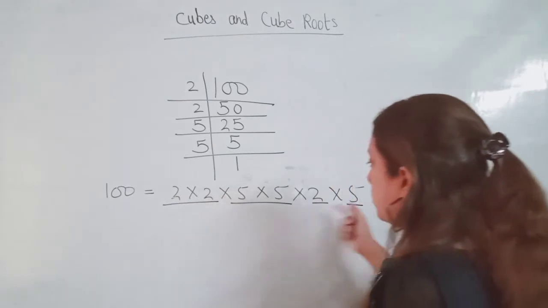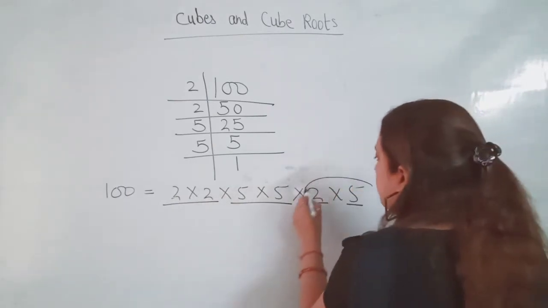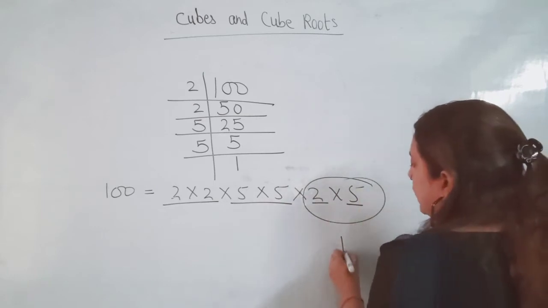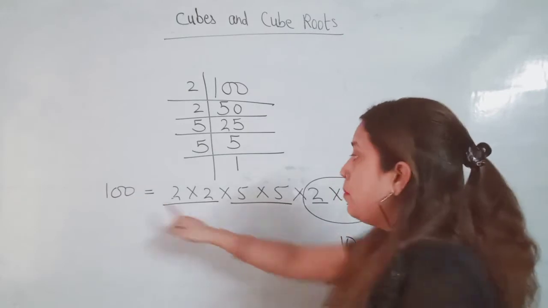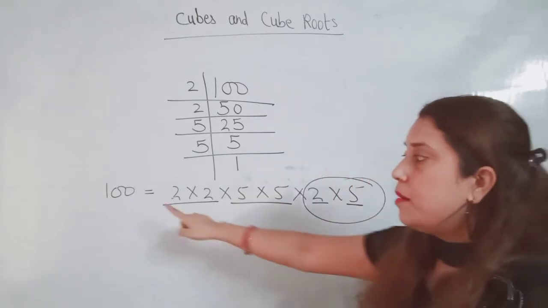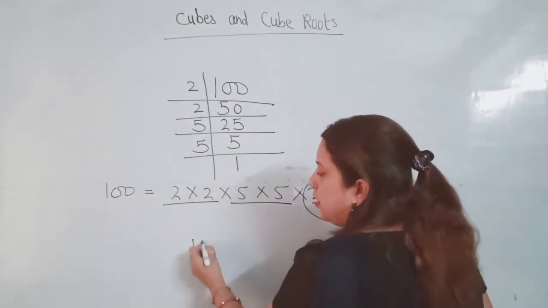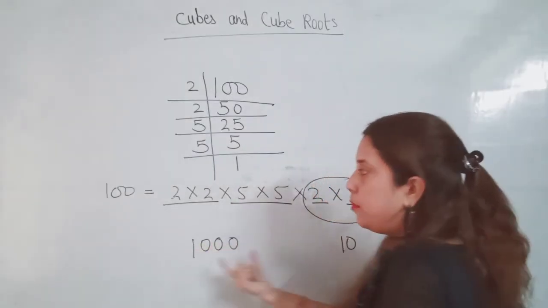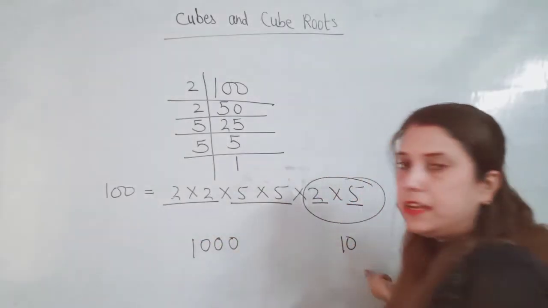So we need to multiply by one 2 and one 5. It means we need to multiply this number by 10. We need to multiply this number by 10 to make a perfect cube. When we multiply by 10, it becomes 1000, and 1000 is a perfect cube. Okay, and the cube root of 1000 will be 10.